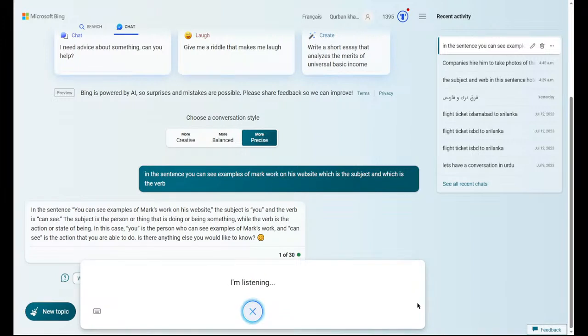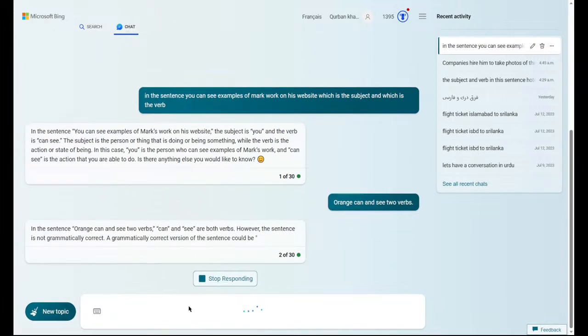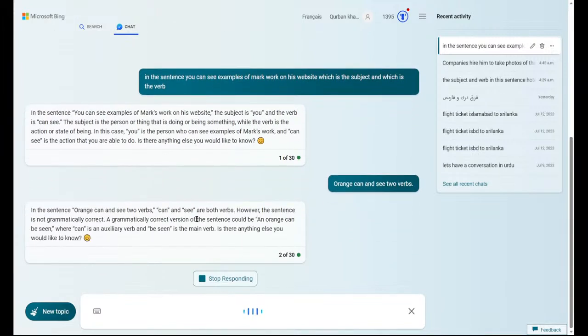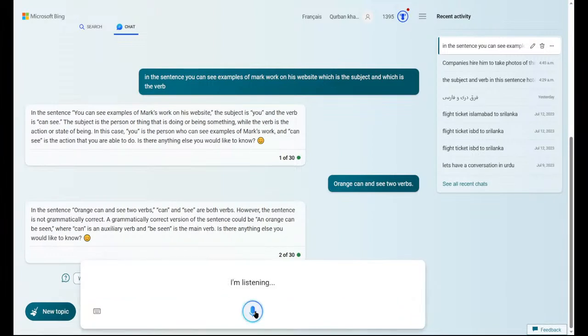Aren't can and see two verbs? In the sentence, can and see are both verbs. However, the sentence is not grammatically correct. Aren't can and see two verbs?